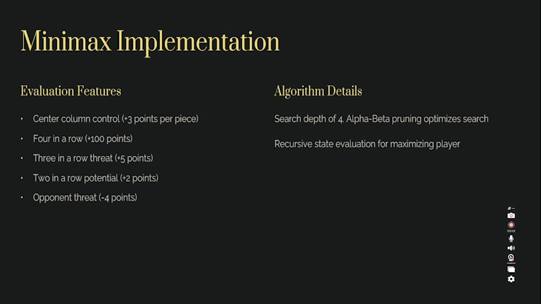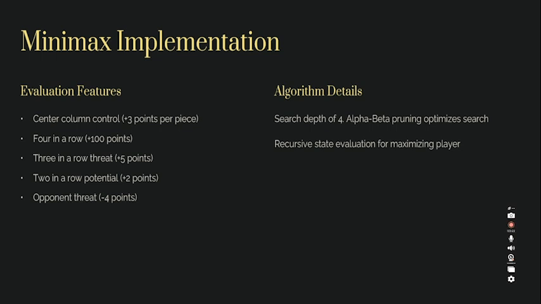Coming to Minimax, Minimax is a classical AI algorithm used in games like chess and tic-tac-toe, which works very effectively. It works by simulating all possible moves up to a certain depth and choosing the move that leads to the best outcome.